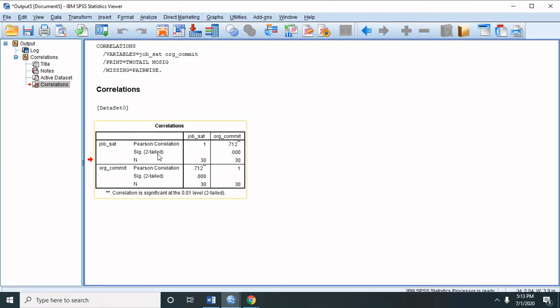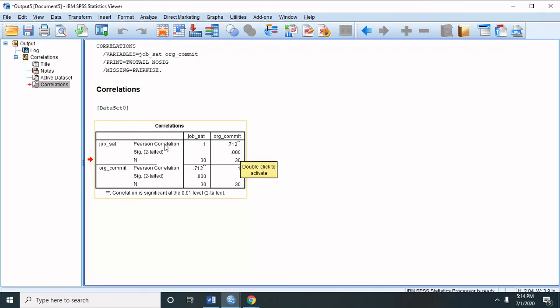Another parameter that we need to consider is the p-value. This Sig is the p-value. If the p-value is less than or equal to 0.05, then the relationship is significant. If the p-value is above 0.05, then the relationship is not significant. In our result, the p-value is less than 0.05. This means that there is a significant relationship between job satisfaction and organizational commitment.